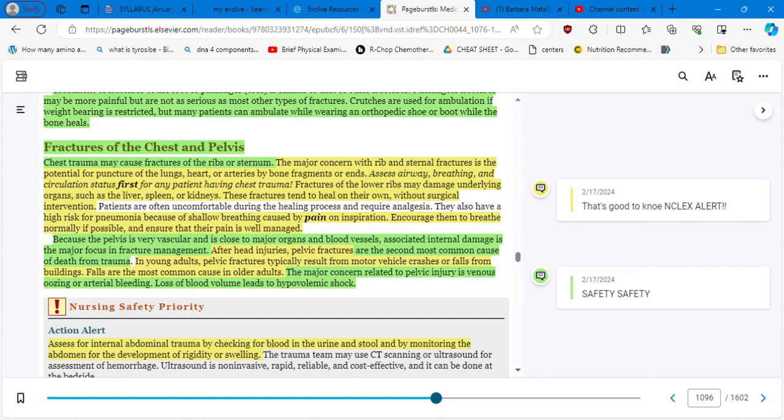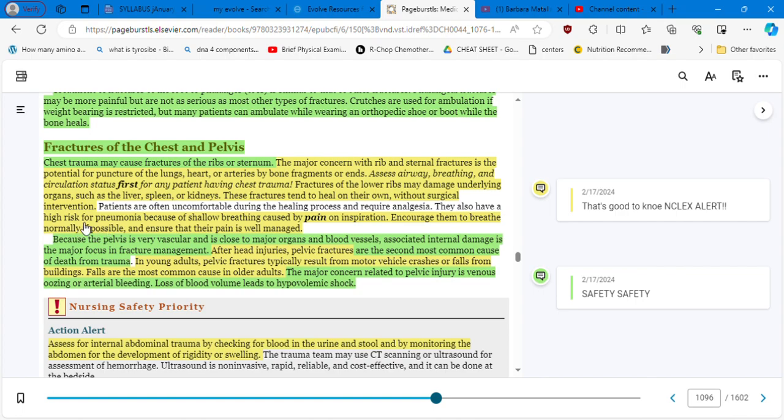So we need to assess airway, breathing, and circulation status first for any patient having chest trauma. For example, if it's a pelvic fracture or a hip fracture, we need to assess the femoral artery, right? Okay, so fractures of the lower ribs may damage underlying organs such as the liver, spleen, or kidneys. As I was telling you, we need to know the anatomy. These fractures tend to heal on their own without surgical intervention.